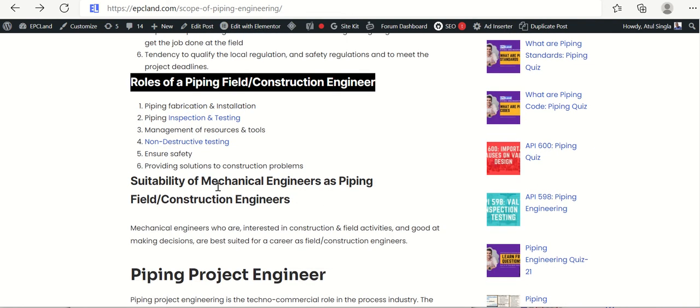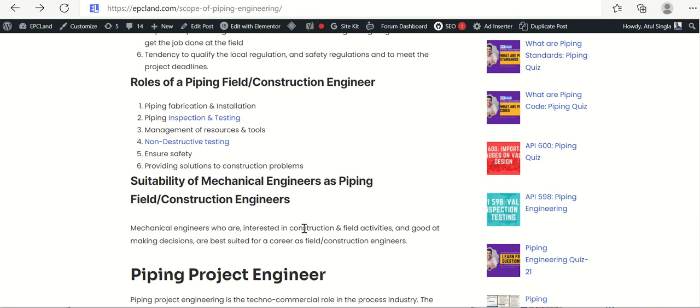Now let us see what kind of mechanical engineers are there who are suitable for such roles. Mechanical engineers who are interested in construction and field activities, who are good at making decisions. Why is making decisions a must? Because at site a small decision can cause a lot of cost, right? So they have to be very good in making decisions. Then they are best suited for this kind of career. As we know, this is a hardship job, but once you are good at a few things, if you have interest in such things, then this role is fit for you.